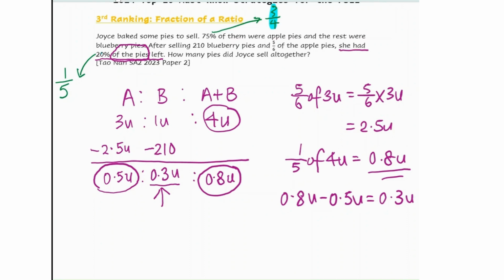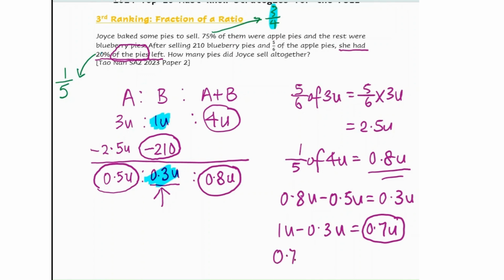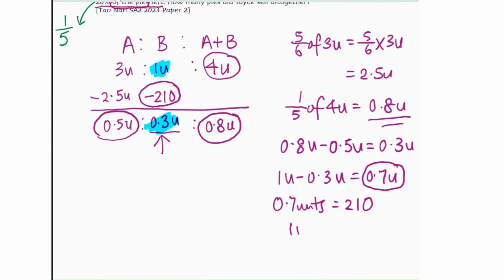With this information, we will be able to compare the before ratio and the after ratio of B. And you can see that this 1 unit minus 0.3 units gives you 0.7 units. And the reduction of 0.7 units is due to the 210 blueberry pies that were sold. So we can equate 0.7 units to be equivalent to 210. Then you can solve for 1 unit, which gives you 300.